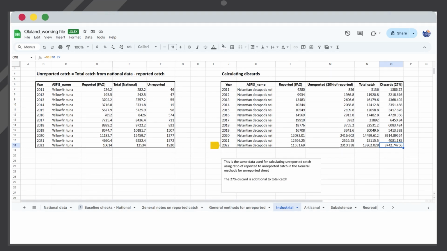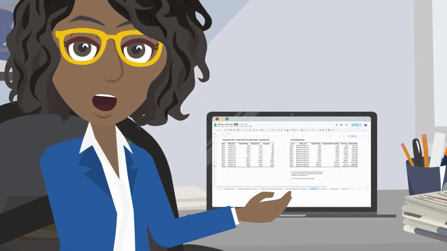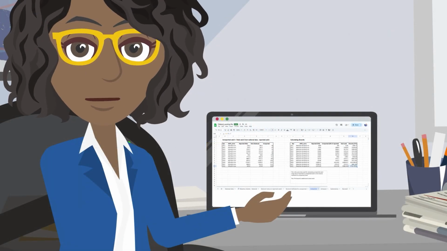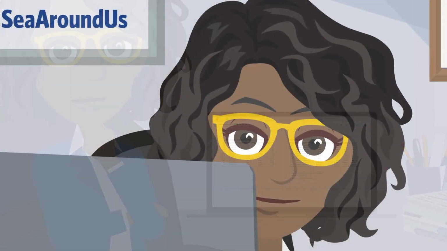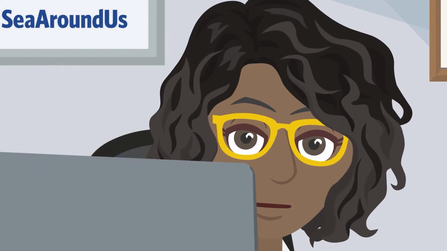Since there are other types of industrial vessels operating in the EEZ of Olaland, I will have to find the discard rates for each type of fishing gear and make sure to determine whether these rates relate to target species data only, to landed catch only, or to total catch brought aboard before discarding. Now I will move on to reconstruct the artisanal catches of Olaland.